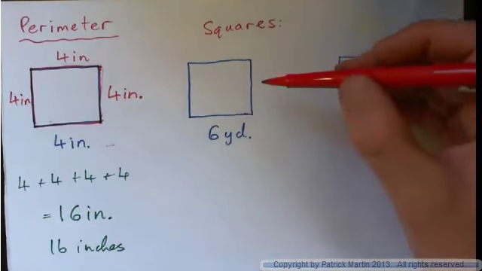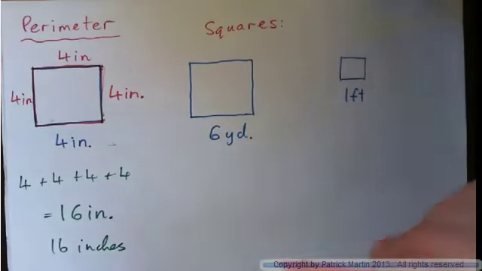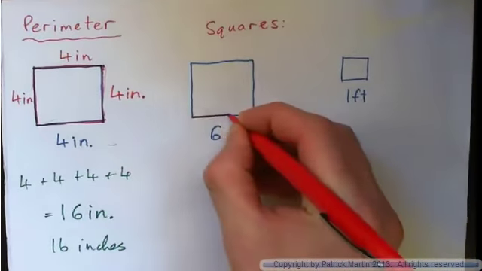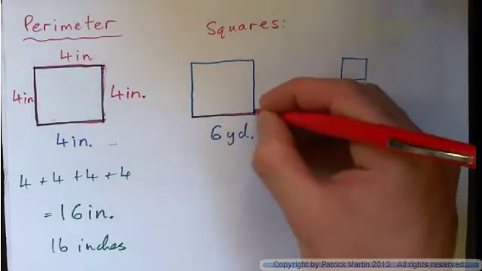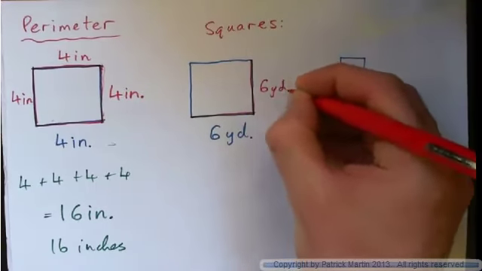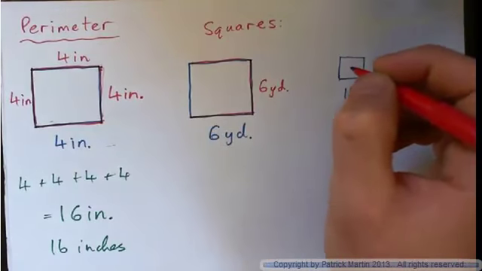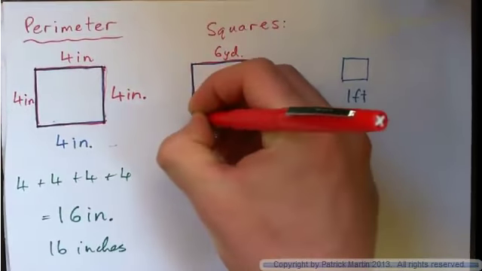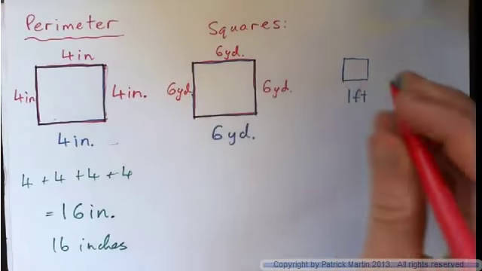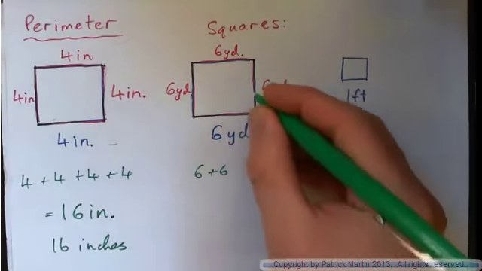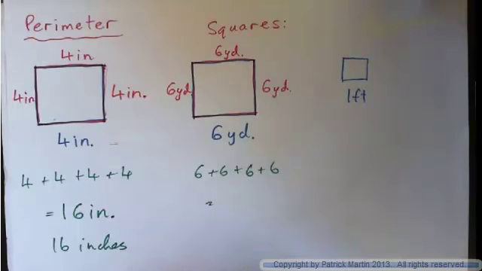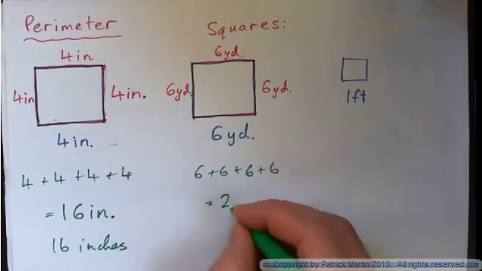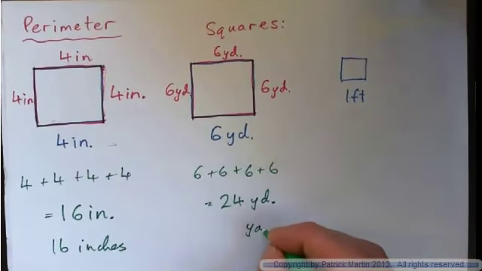How about the perimeter of this square? Press pause and get the perimeter of this square. It's 6 yards from here to here. So what's the perimeter of the square? Okay, well it's 6 yards, and then go from here to here, and that's another 6 yards, right? And then go from here to here, and what's that? Another 6 yards, and then go from here to here, and what's this? Another 6 yards, right? So the perimeter of this square is 6 plus 6 plus 6 plus 6, which is 12, 18, 24 yards.